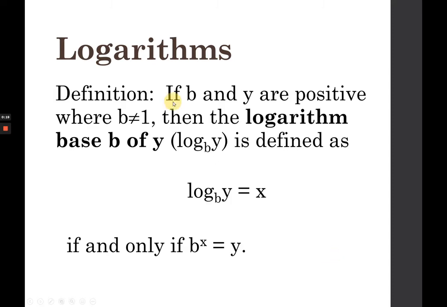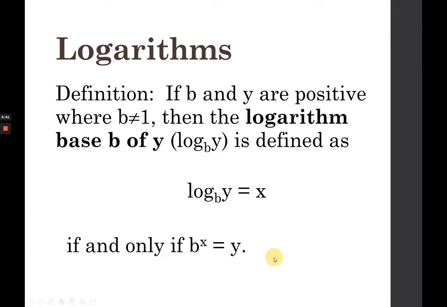It says here, if b and y are positive where b is not equal to 1, then the logarithm base b of y is defined as: logarithm base b of y is equal to x if and only if b raised to x is equal to y.